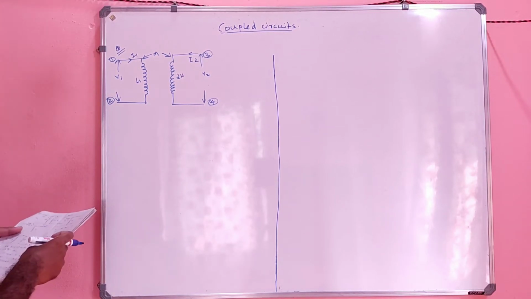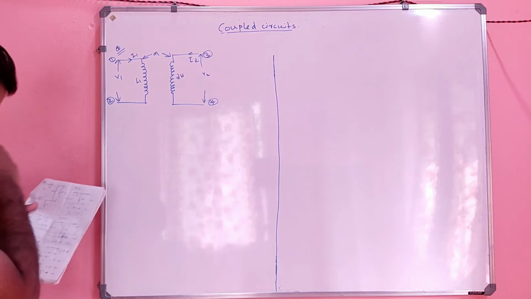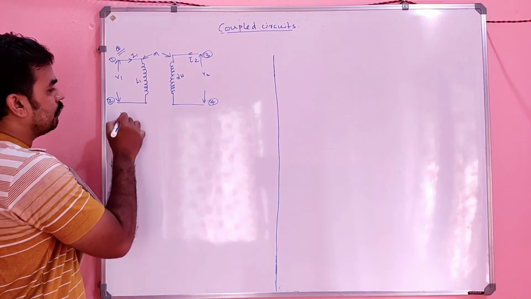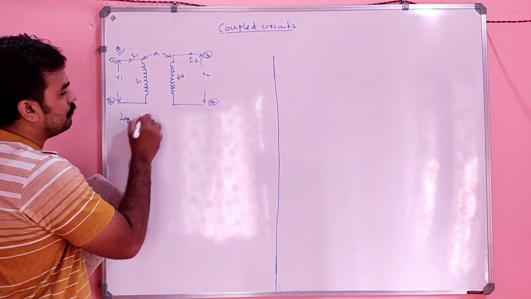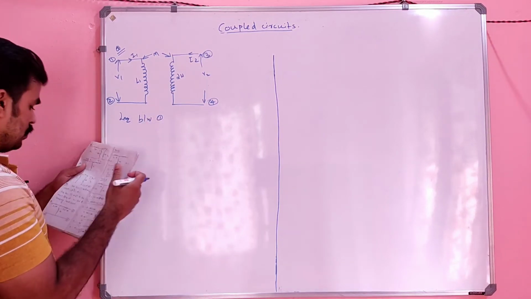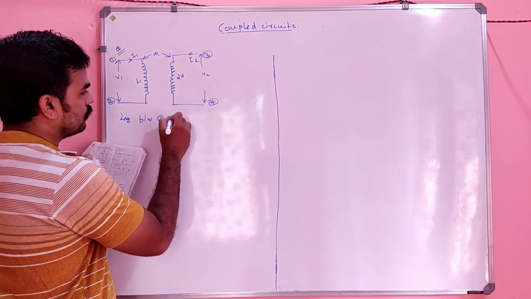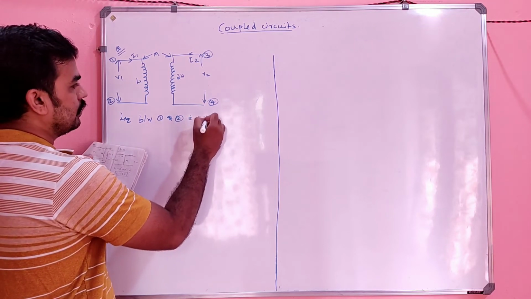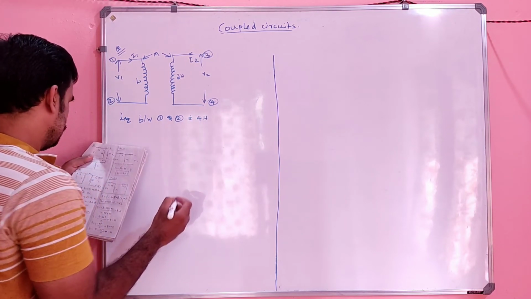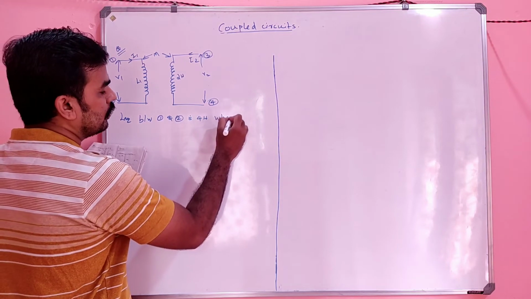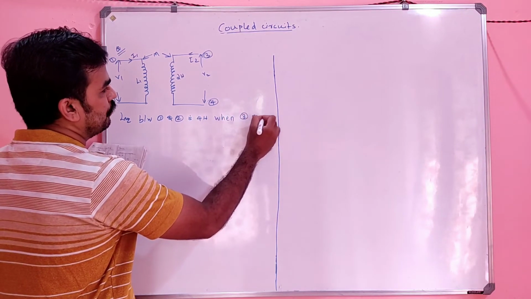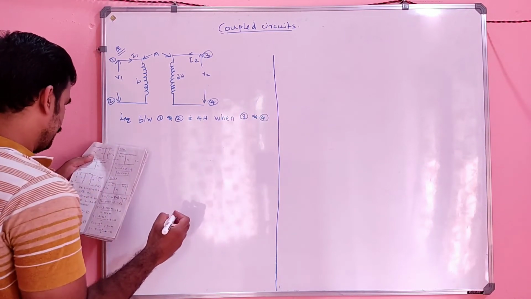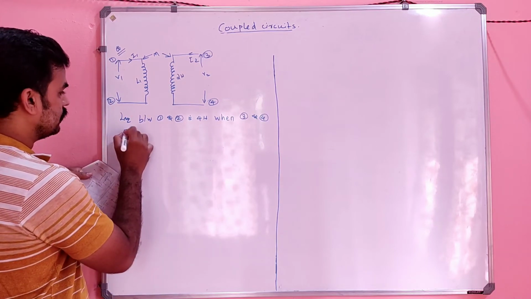Find L equivalent between 1 and 2 is 4 Henry when 3 and 4 open circuited.